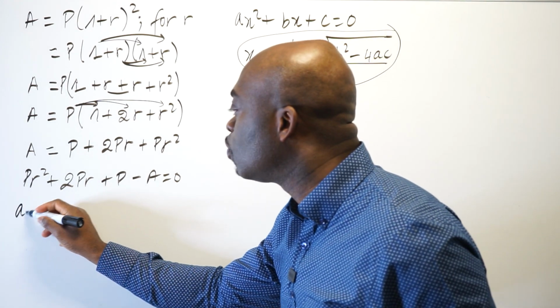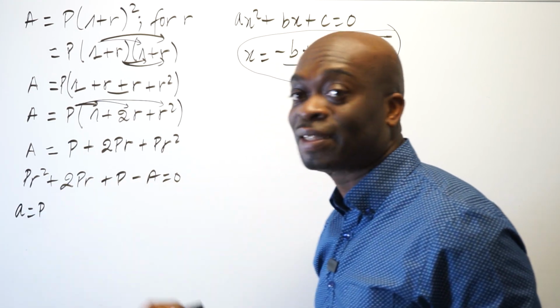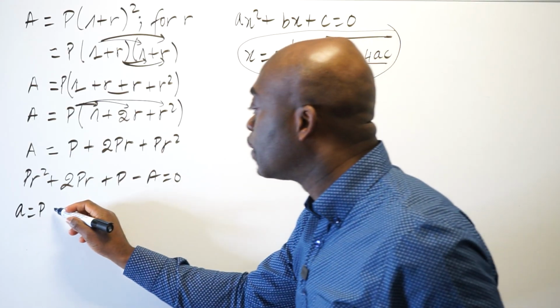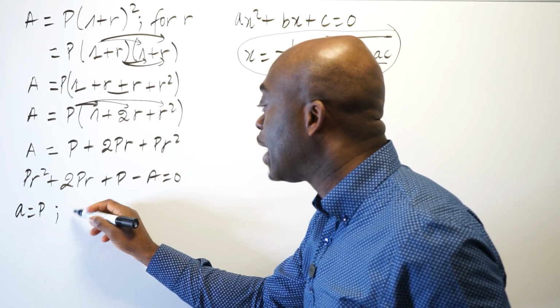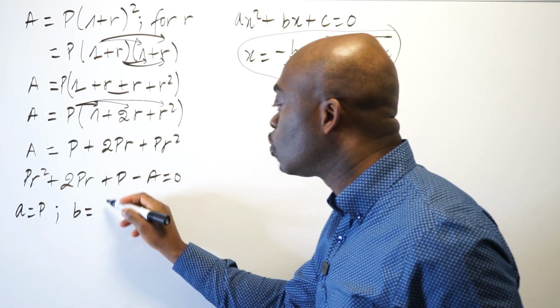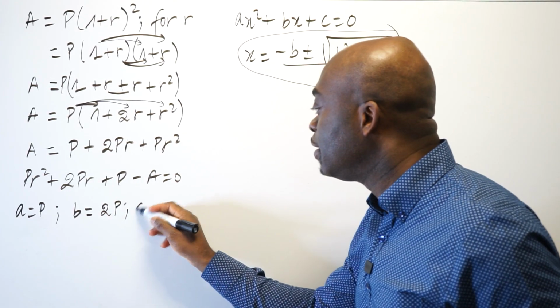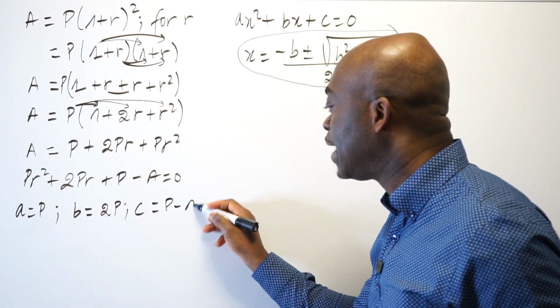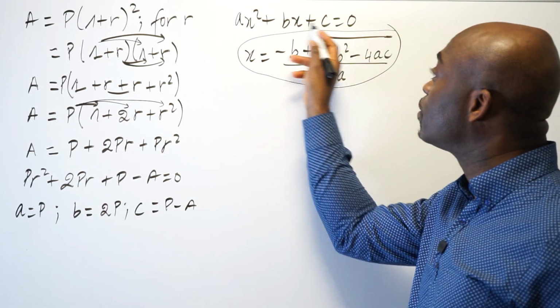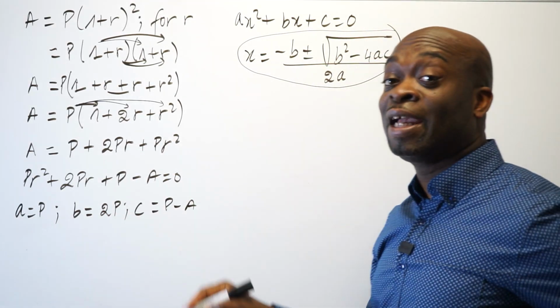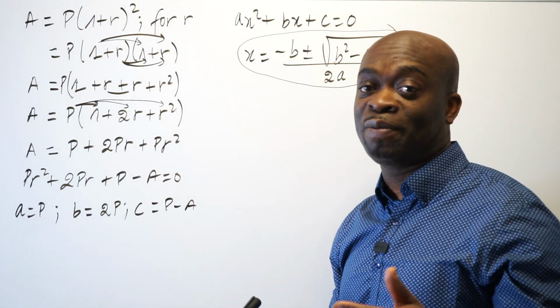So a is equal to what? a equals p, because that's the constant in front of r squared. Then b is equal to what? 2p. And then c is equal to what? p minus a. Following this equation here, that's what we have. And again, r is your variable.